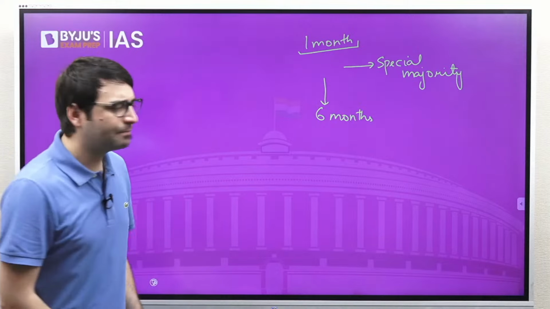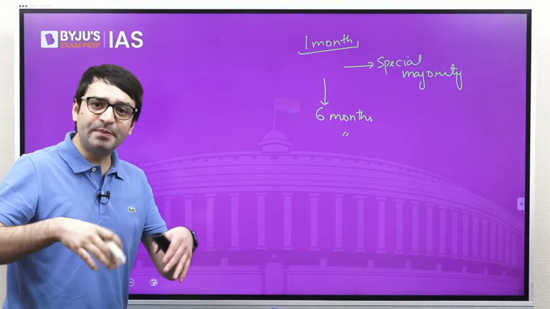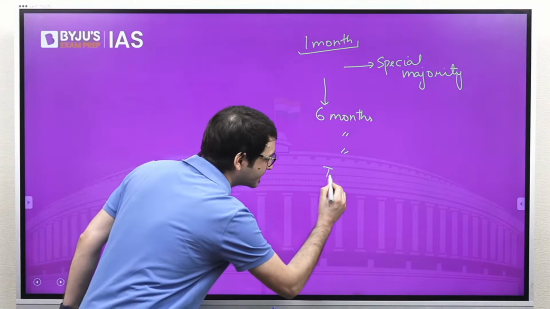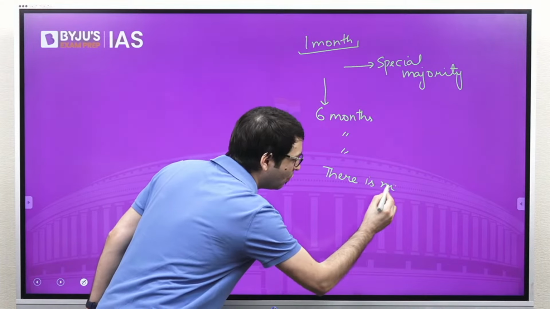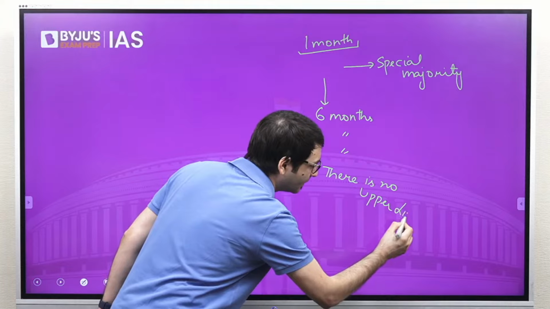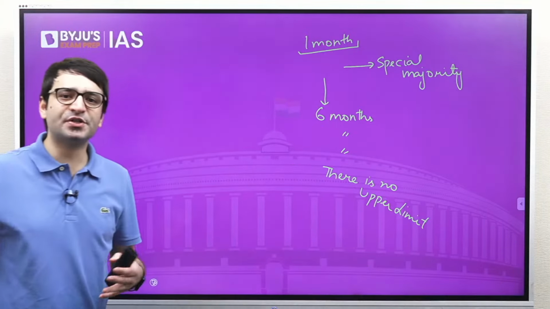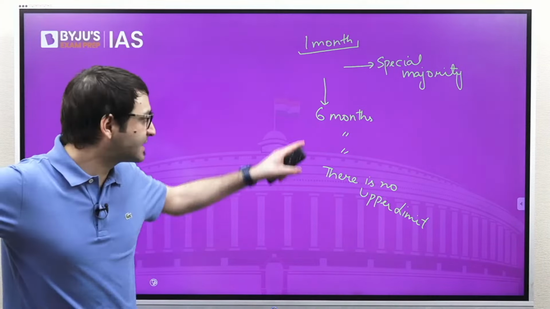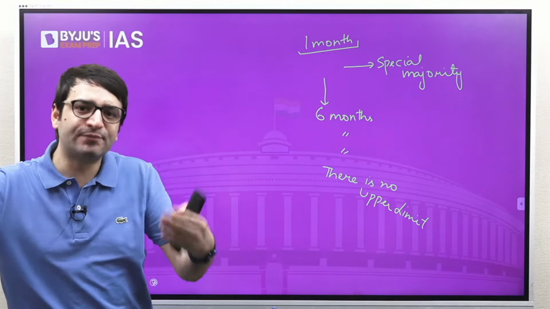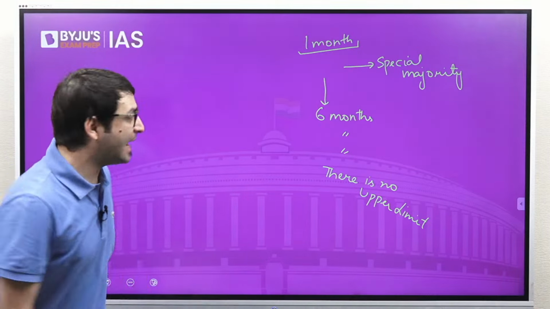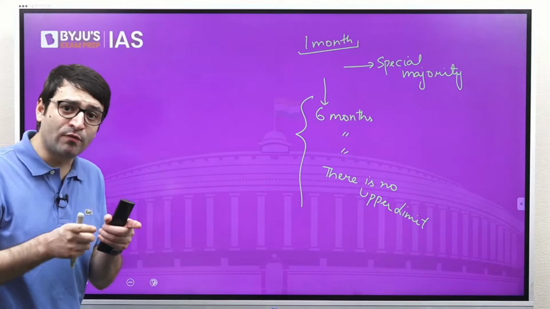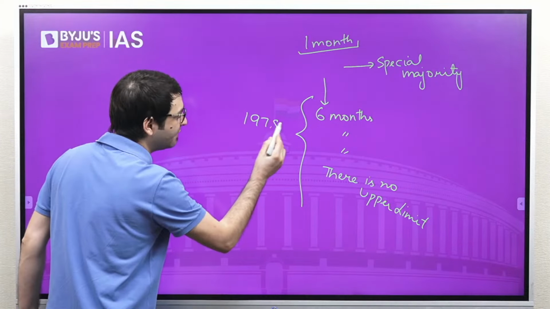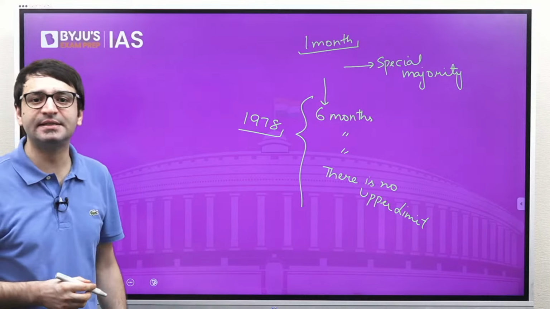Can it be extended further? For another 6 months. Can it be extended further? For another 6 months. Can it be extended further? Yes, there is no upper limit. National emergency can be imposed for any number of years, any number of times, but 6 months at a time. After 6 months, you have to seek the approval of the Parliament again. And this 6-month approval also was not originally part of the Constitution. It was added to the Constitution by the 44th Constitutional Amendment Act 1978.